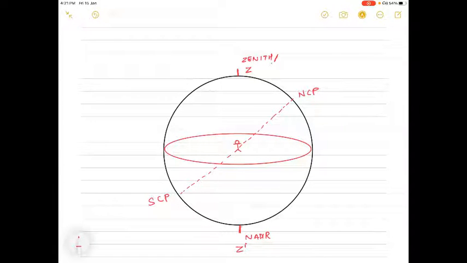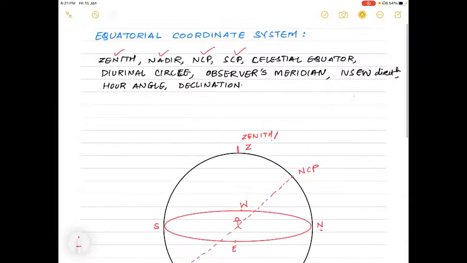Again, on the horizon of the observer, the point nearer to the north celestial pole denotes north on the Earth, and this denotes south. Once you know north and south, we can easily find east and west. So if this is north and this is south, this becomes east and this becomes west. So from the things we listed, we know the zenith, the nadir, the north celestial pole, the south celestial pole, and we have found the north, south, east and west directions.